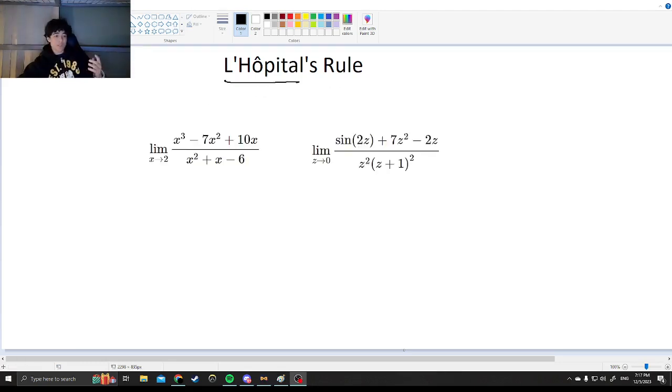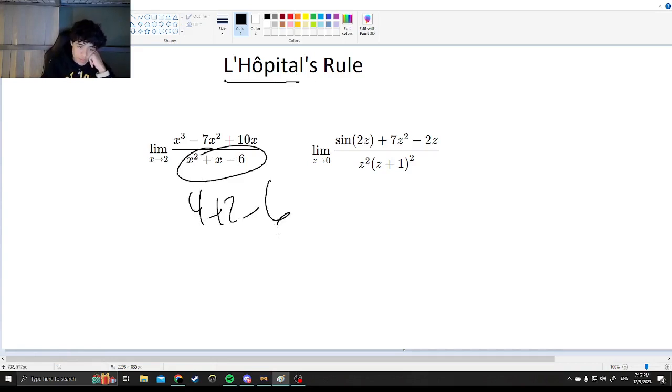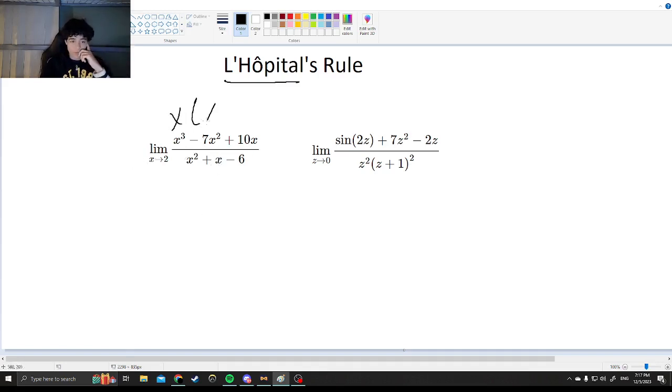Okay, so I have 2 more examples up right now. Go ahead, pause it, try it yourself. All right, let's go. So if we plug 2 into this, we can just look at the bottom here. We'll end up with 4 plus 2 minus 6. This ends up as 0. And we can't really factor the top. We can factor x out of the top and make it x squared minus 7x plus 10. And then we can factor out a -2 and a -5. But any -2, -5 don't cancel this. So there's no point in factoring it.